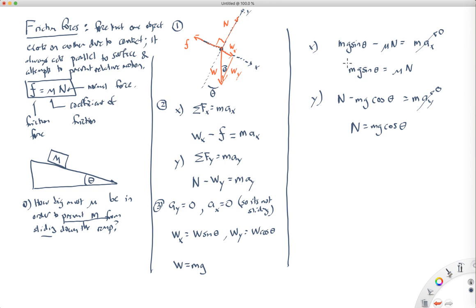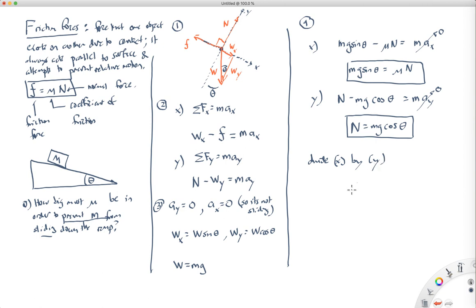So notice now that I have these two equations. Mu times the normal force is mg sine theta, and N is mg cosine theta. The nice thing now is that we can combine these two. By the way, we're doing step 4, in case I didn't say that. We can combine these two equations. In fact, we can divide this equation by this equation. So let's divide the x equation by the y equation. You'll see why I'm doing this in a moment.